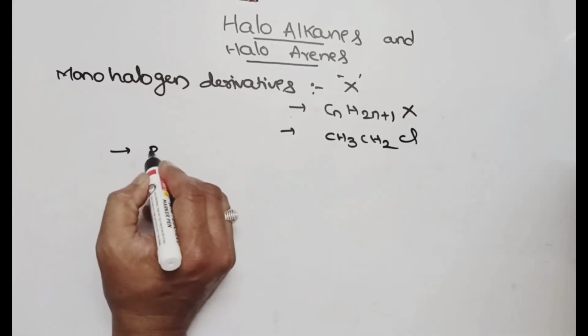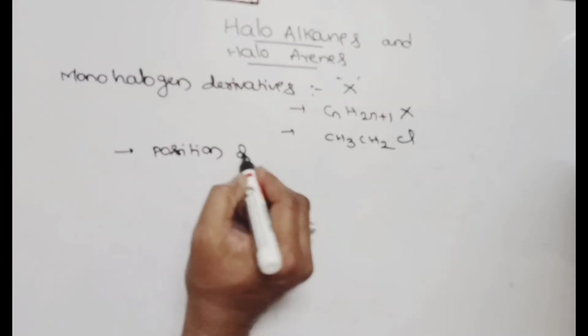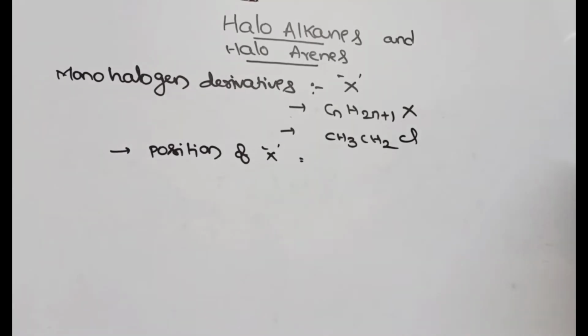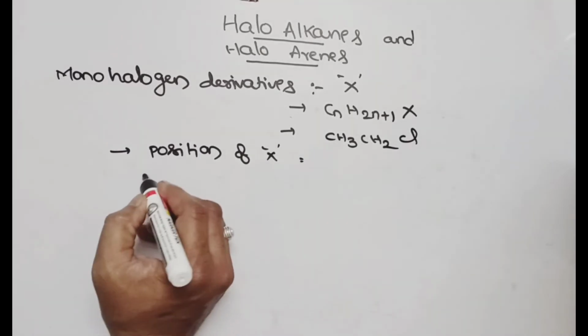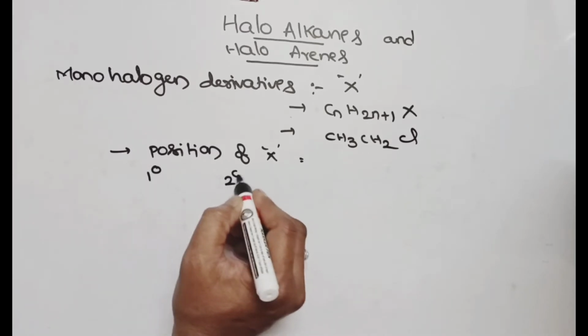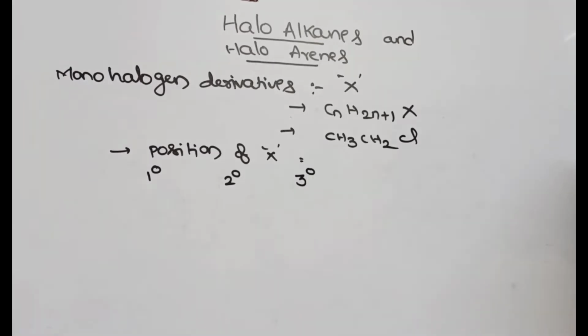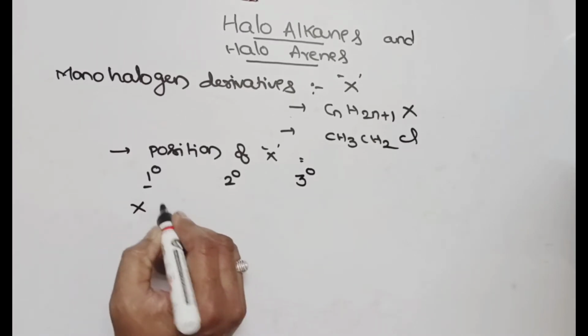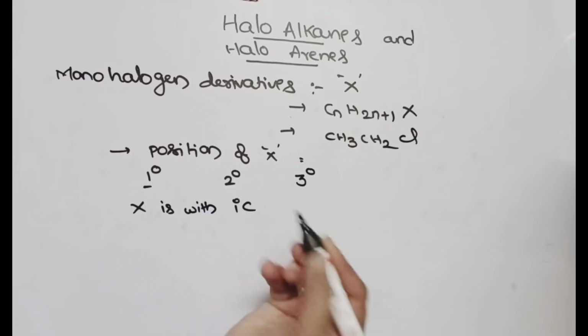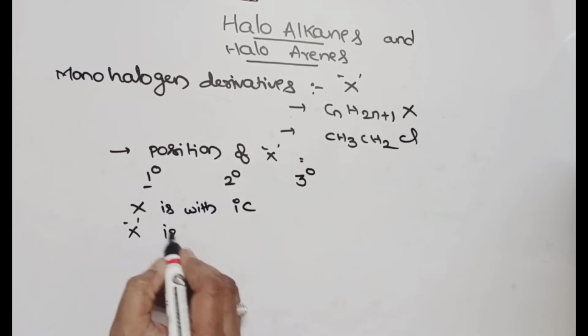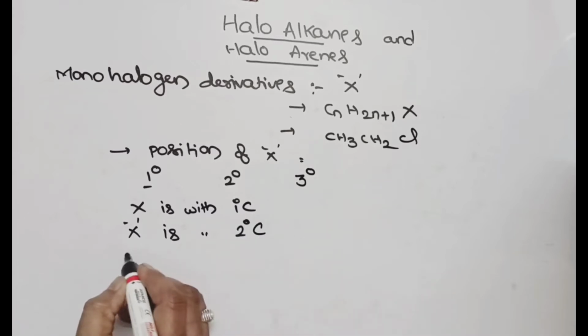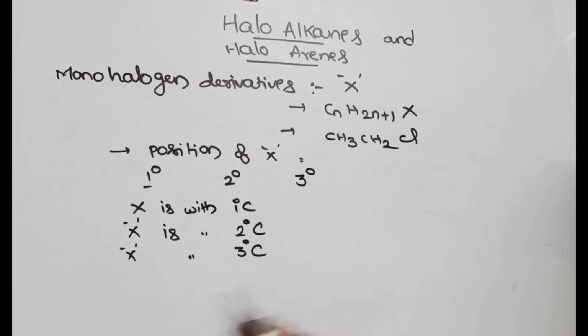Then on the basis of the position of halogen, monohalogen derivatives are again classified into three types. There are primary monohalogen derivative, secondary monohalogen derivative, and tertiary monohalogen derivative. In primary monohalogen derivative, halogen is with primary carbon. In secondary monohalogen derivative, halogen is with secondary carbon. In tertiary monohalogen derivative, halogen is with tertiary carbon.